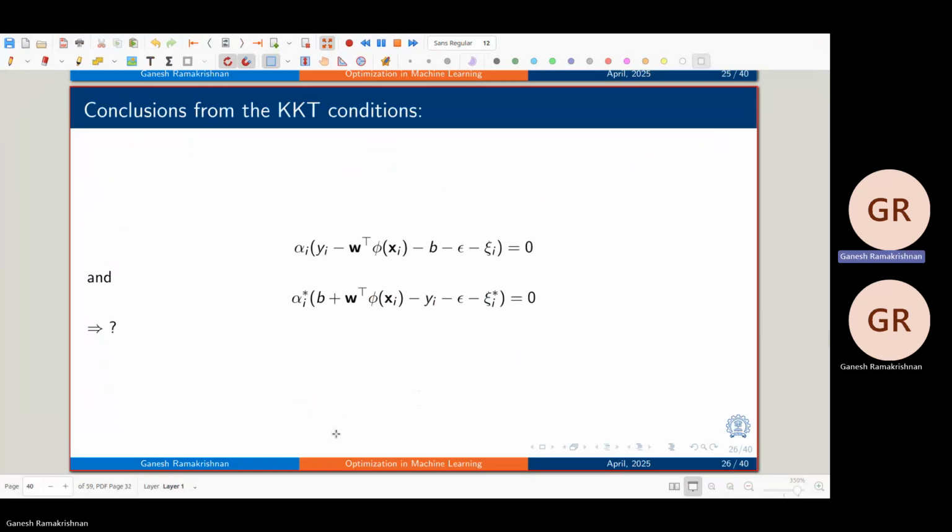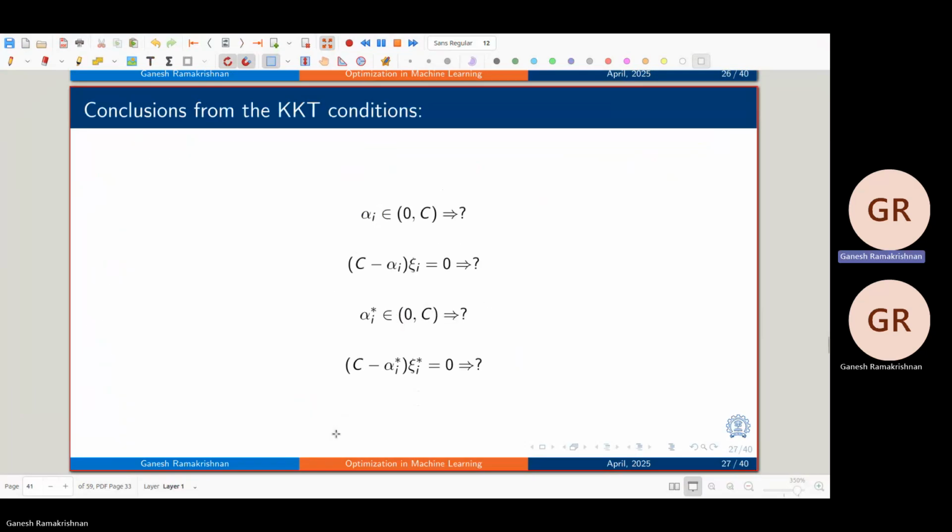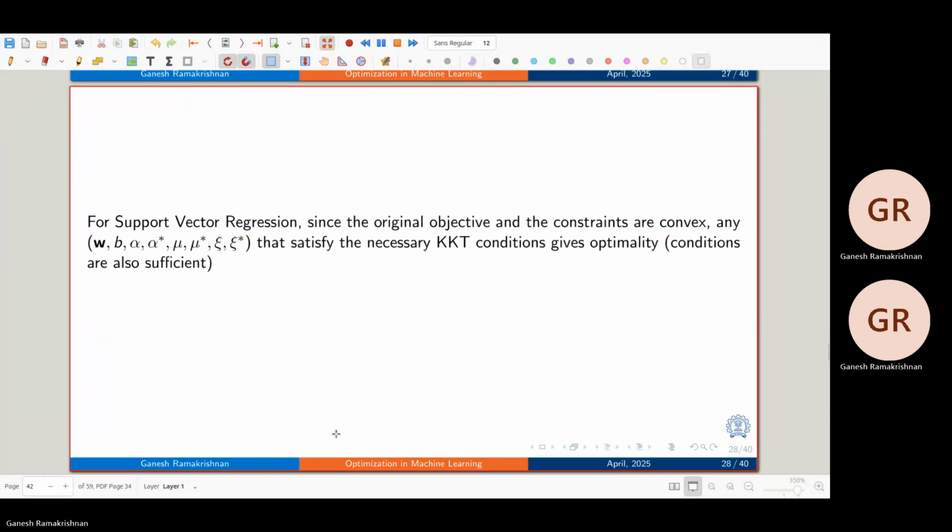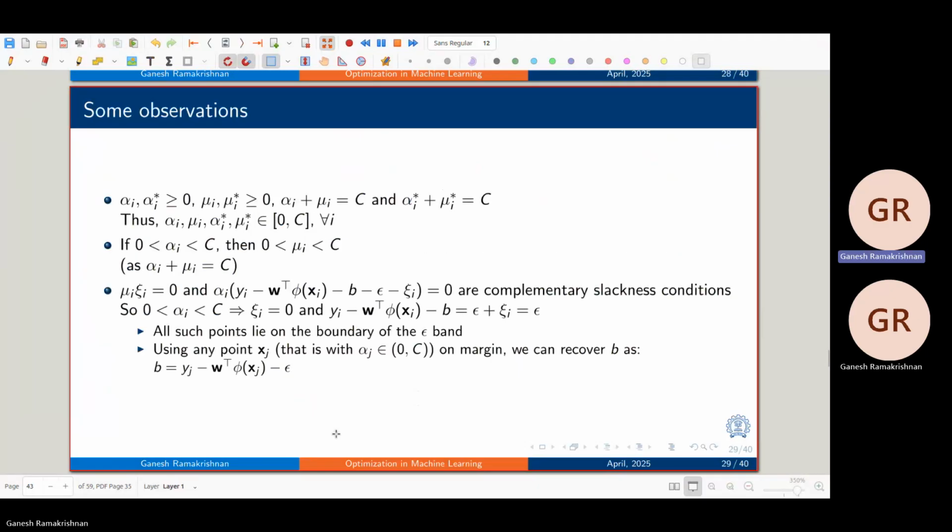So the conclusion is that alpha between 0 and C gives you exactly the support vectors, the support vector regression. So for support vector regression, since the original objective and the constraints are convex, any W and so on that satisfy the KKT conditions give an optimal solution, and are also sufficient, right?